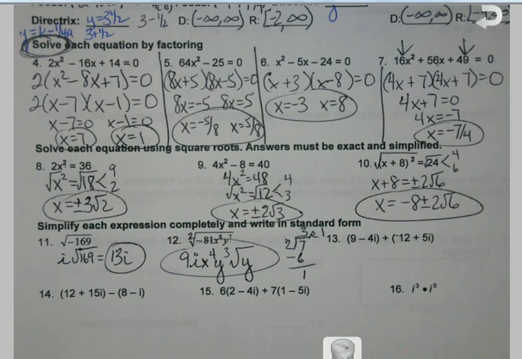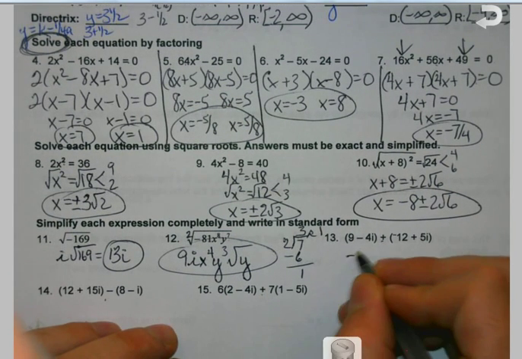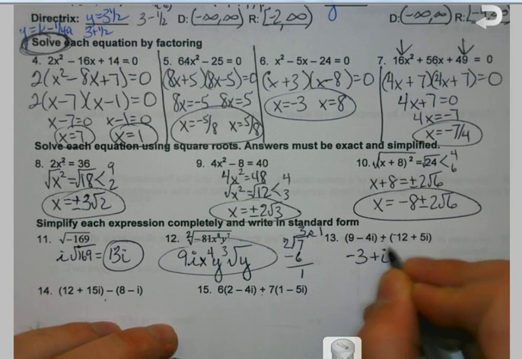13 and 14, biggest things here. Well, even 15. These are not, I repeat, these are not FOILing problems. They're plus and minus in the middle. Do not FOIL these. Just combine like terms. Yes, it is that simple.